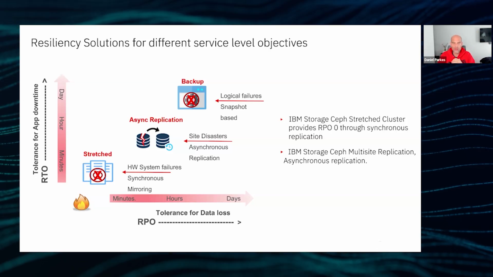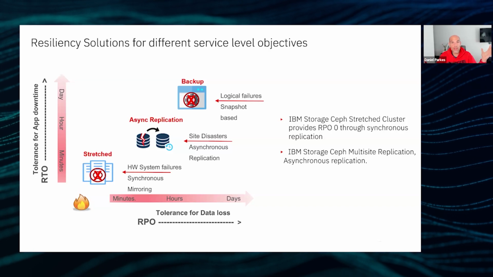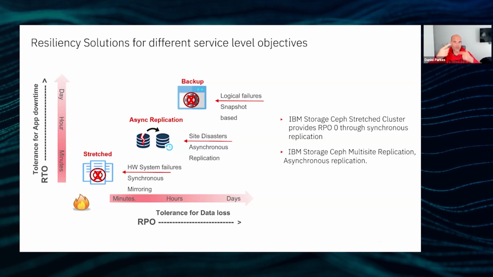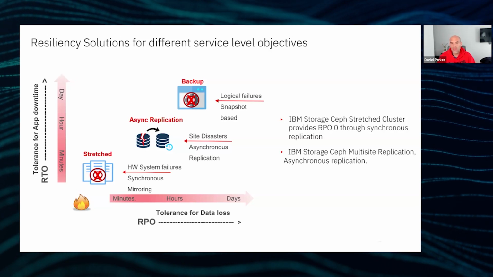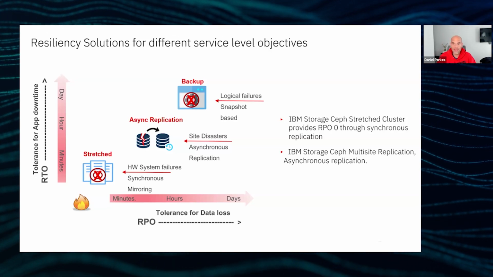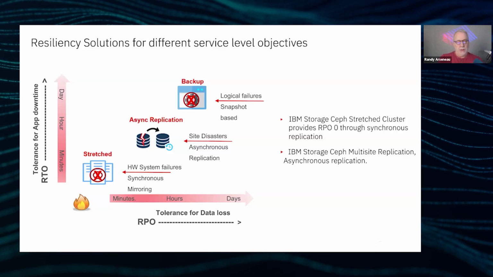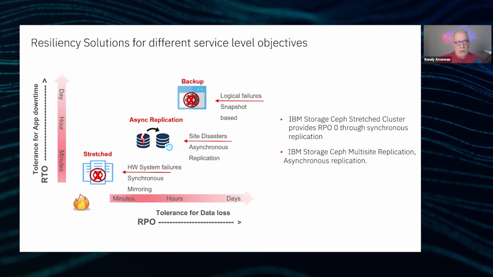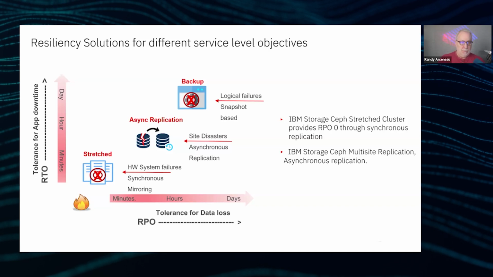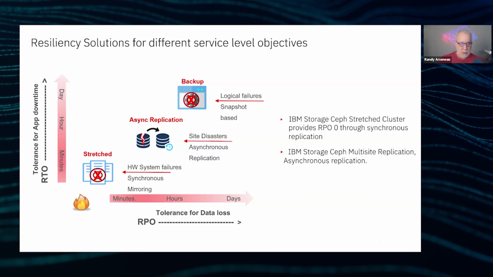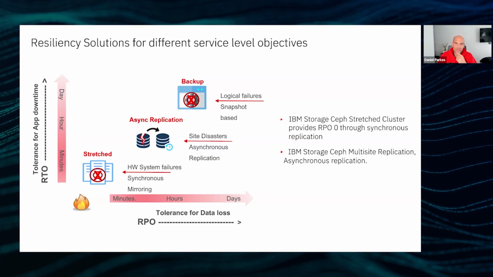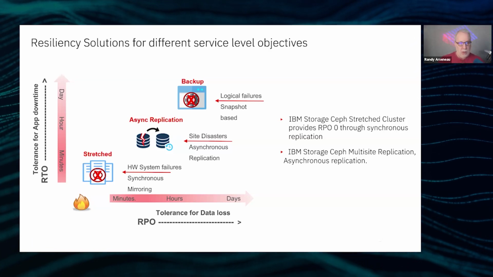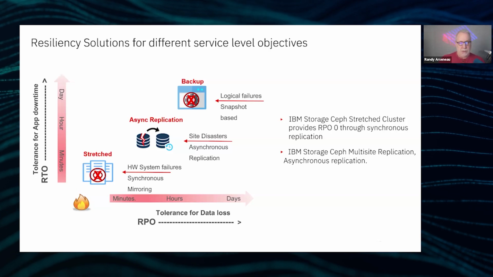So your tolerance for data loss is going to be quite big, but also your RTO, because you actually have to recover that data from tape or from your nearline archive. So the take point here is that Ceph provides kind of the full range of resiliency solutions based on the requirements, right? So whether you want to go near zero or zero, up to and including kind of lower cost, more asynchronous backup and recovery.